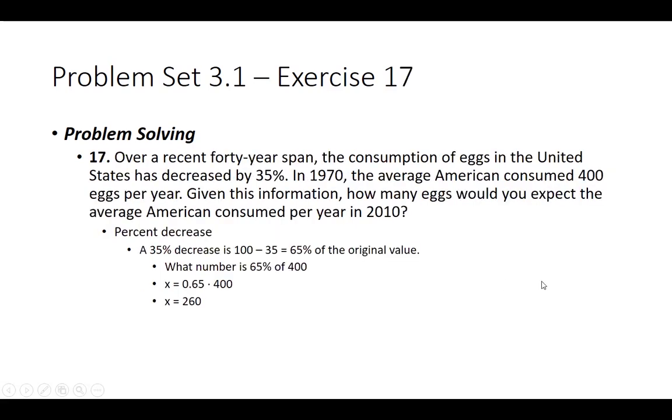Number 17. Over a recent 40-year span, the consumption of eggs in the United States has decreased by 35%. In 1970, the average American consumed 400 eggs per year. Given this information, how many eggs would you expect the average American consumed per year in 2010?